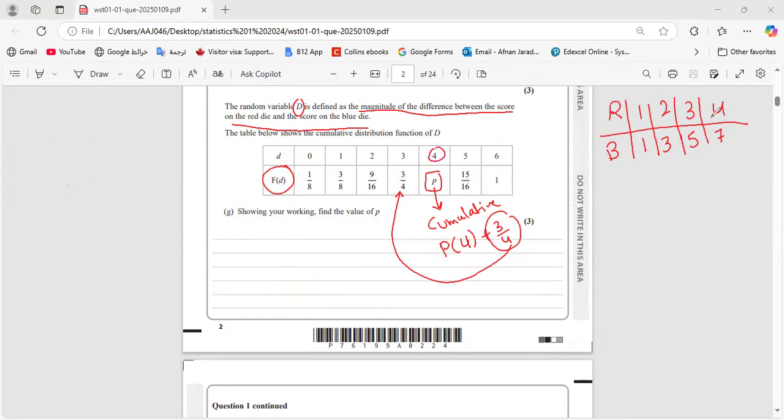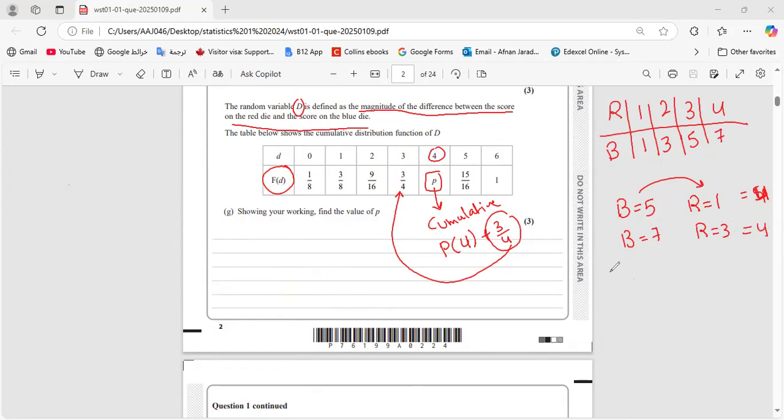So if blue equals 5 and red equals 1, the difference equals 4. Okay? Blue equals 5, okay, and 7. If blue equals 7 and red equals 3, what is the difference? I need it to be 4. Yes, this one equals 4. 7 and 3 is 4.